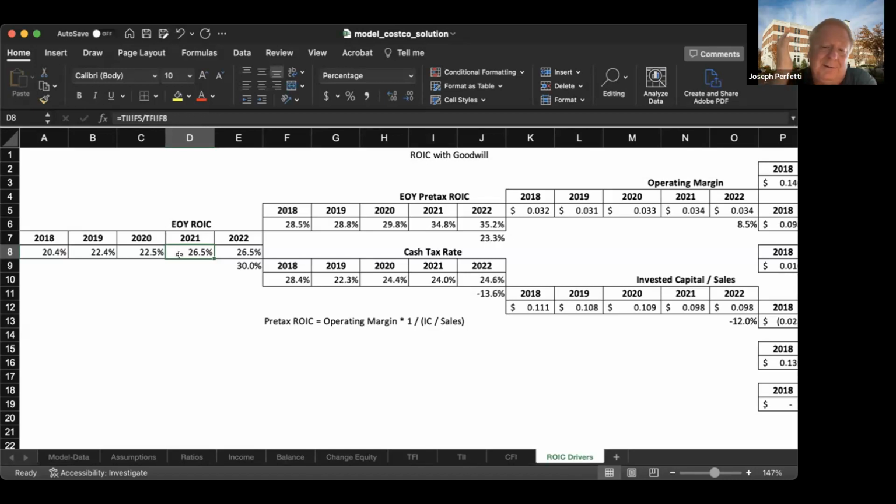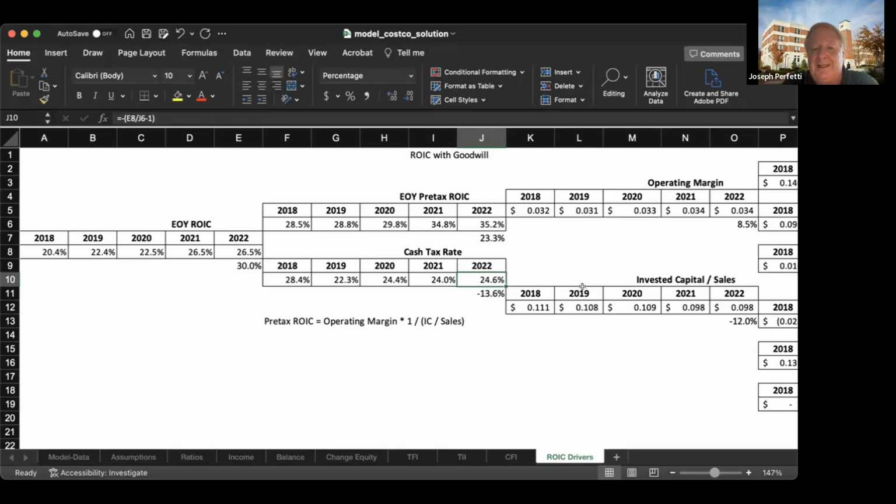And then the second part is, all right, the first 3 reasons. Why did they improve? Why did they go from 20% to almost 27% ROIC? The first driver was the tax rate. In 2018, they paid 28.4% in taxes. In 2022, they paid 25% in taxes. So they're paying less taxes, and a lower tax rate basically means an improvement to ROIC. So one of the reasons why the ROIC went up by 600 basis points is that the tax rate went down by about 4%. So that drove up the ROIC.